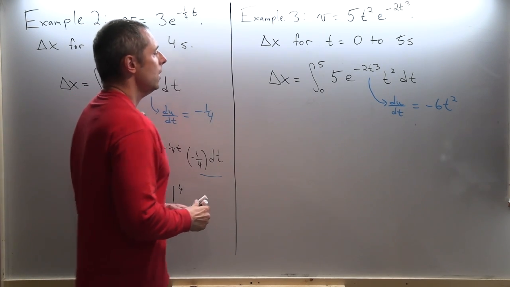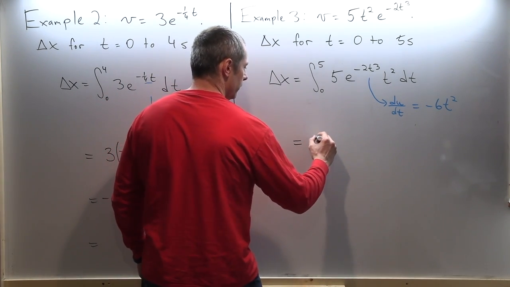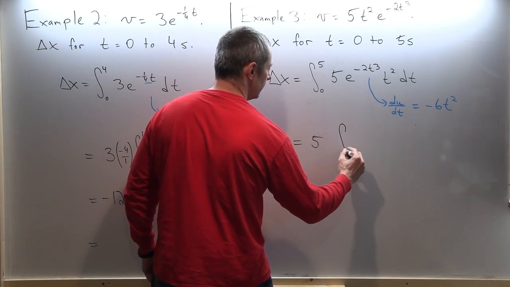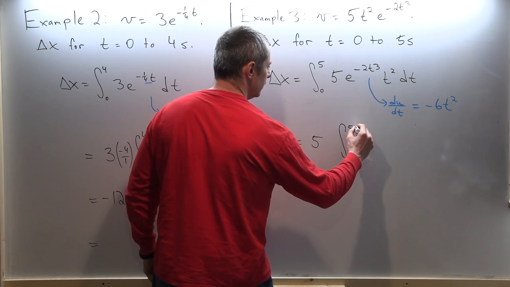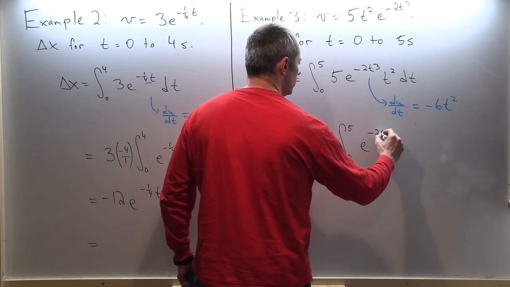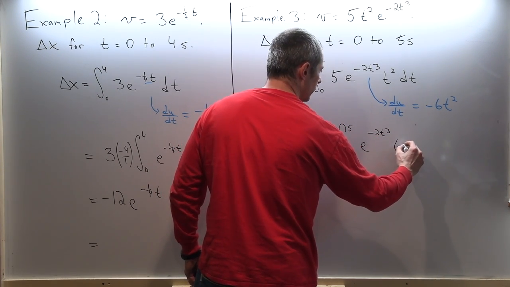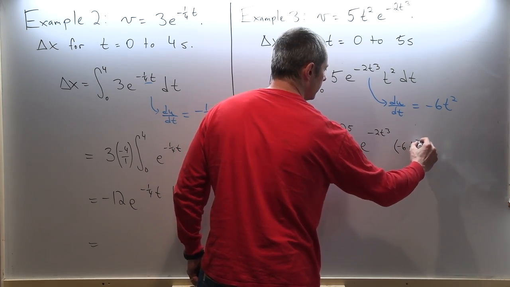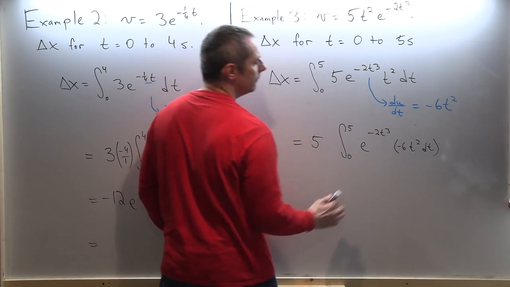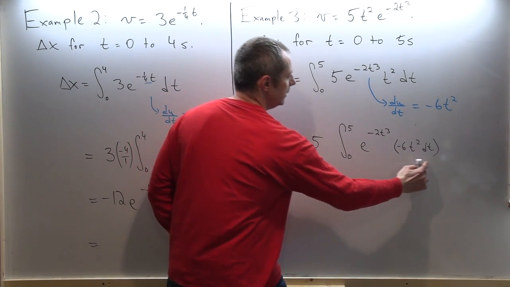So I could rewrite this integral with the 5 out here, and I'm going to leave a little space here, 0 to 5 seconds of e to the negative 2t cubed. And I see I got to add a negative 6 over here so that all of this here will be du of our function. So we'll have e to the u du here.